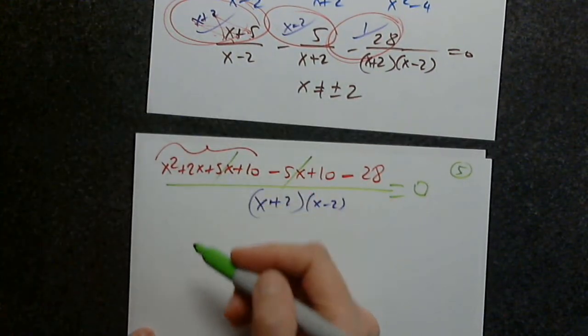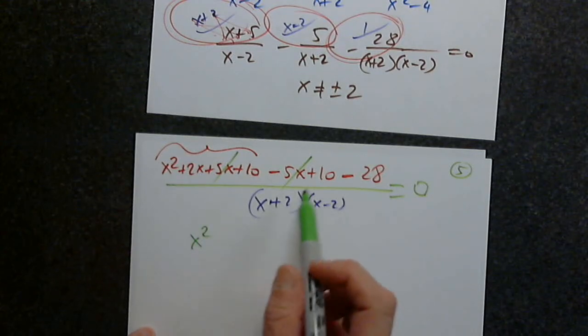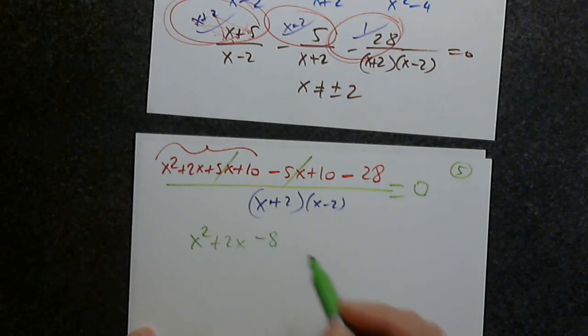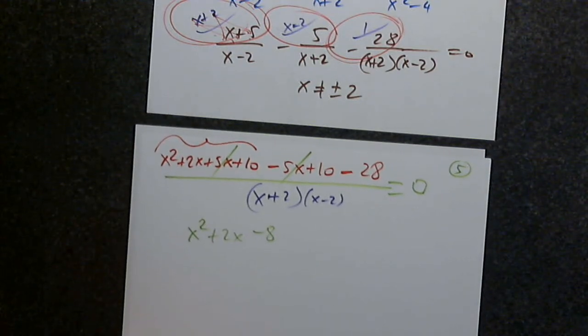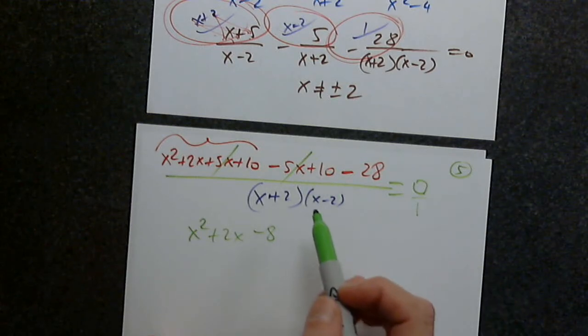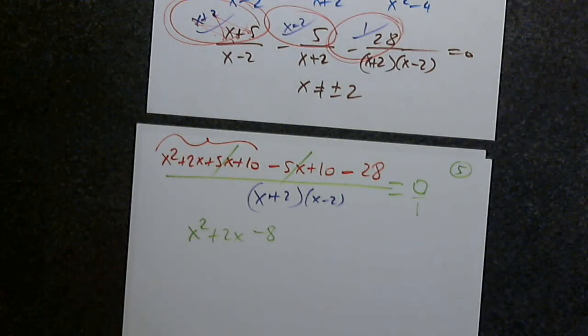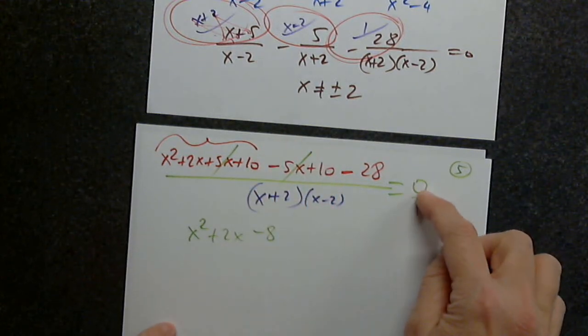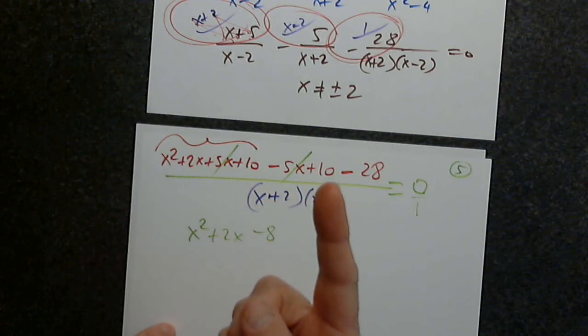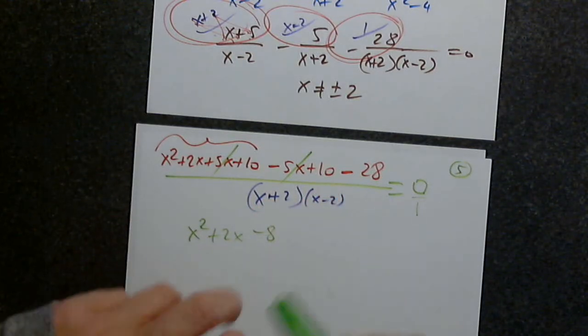I see that these two go away. I see that there is an x squared. I see a positive 2x, and I see a negative 8. So here's a shortcut. Yes, you can write it over 1 and then cross multiply. Or, even easier now, since we know what happens, when is a fraction 0? Not when the bottom is 0 for sure, but only when the numerator is 0. So then the numerator must be 0.